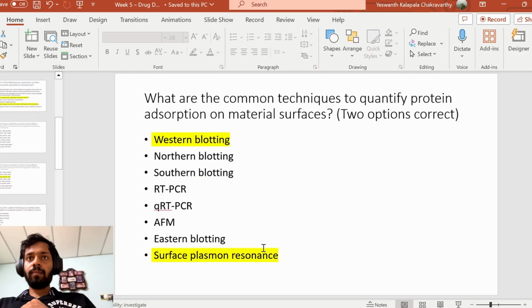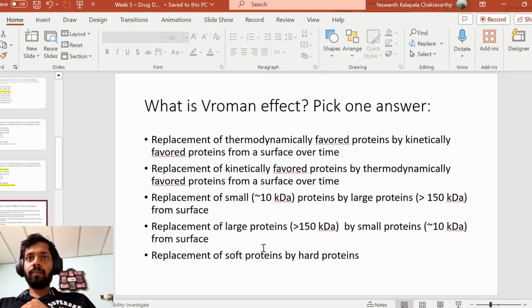Following that, we discussed techniques to quantify protein adsorption on material surfaces. Two of the most commonly used techniques are, as you might all know, Western blotting, where you quantify proteins, and the other one is surface plasmon resonance, which, in case you haven't learned, I think in the lectures you will learn about briefly, including how it works. So these are the two techniques that people generally use to quantify protein adsorption on material surfaces.